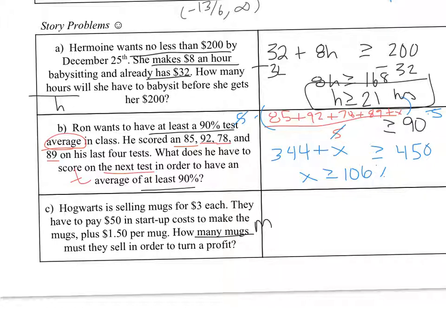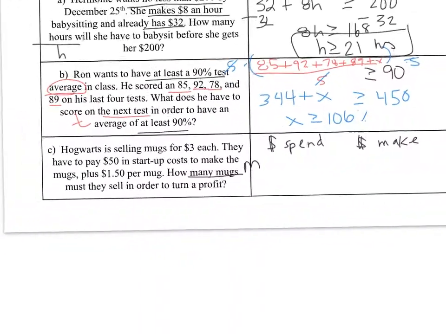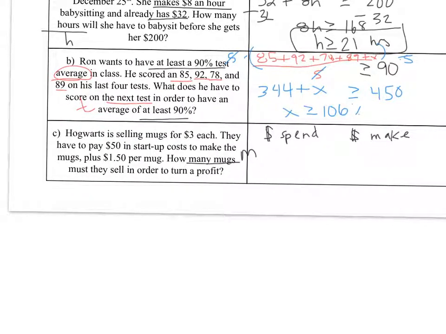So there's a couple different ways that you can do this. So I'm going to do the money they make on the right hand side and the money that they spend on the left hand side. So in order to turn a profit, you need to make more money than you spend. So making has to be more than spending.